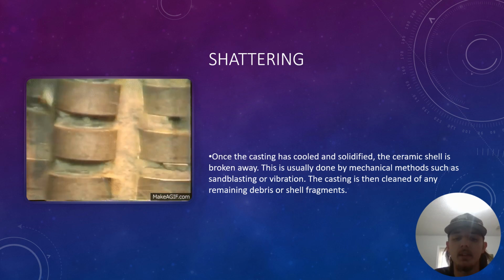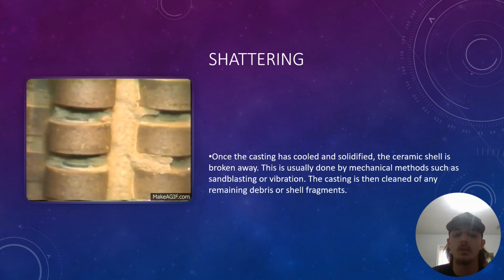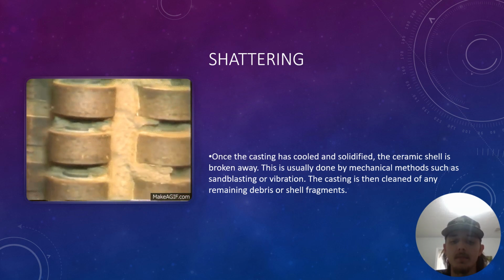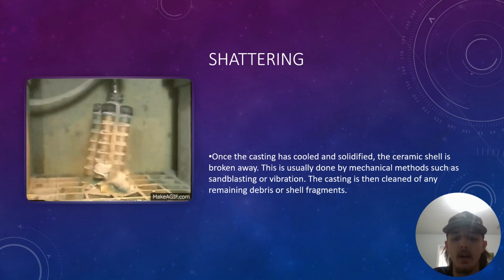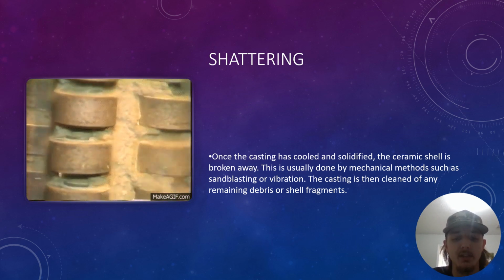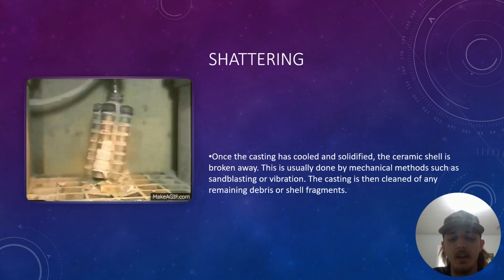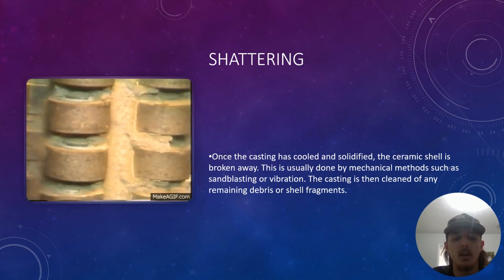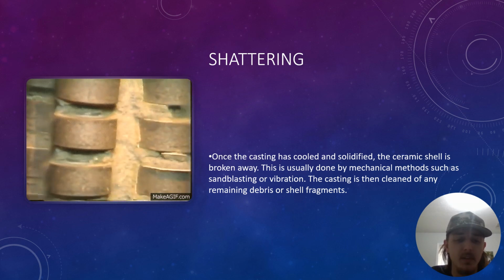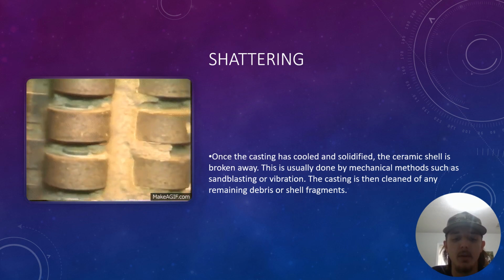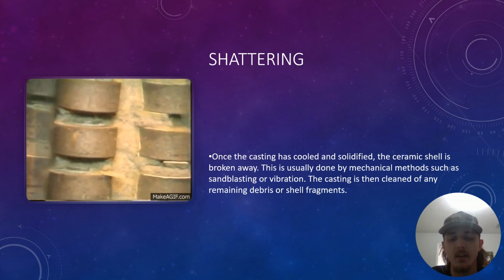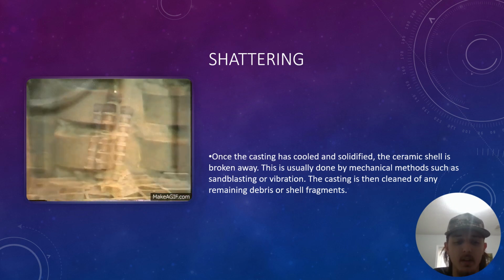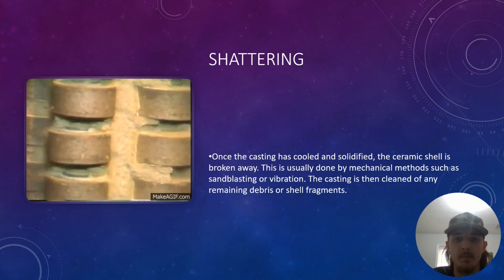The next step is shattering. Once the casting is cooled and solidified, the ceramic shell is broken away. This is usually done by mechanical methods such as sandblasting or vibrations. The casting is then cleaned of any remains or debris or shell fragments. In this photo to the left, you'll actually see that it's been broken away by vibrations. It's sitting on a vibrating platform, and you'll see all of the shell just vibrating away.